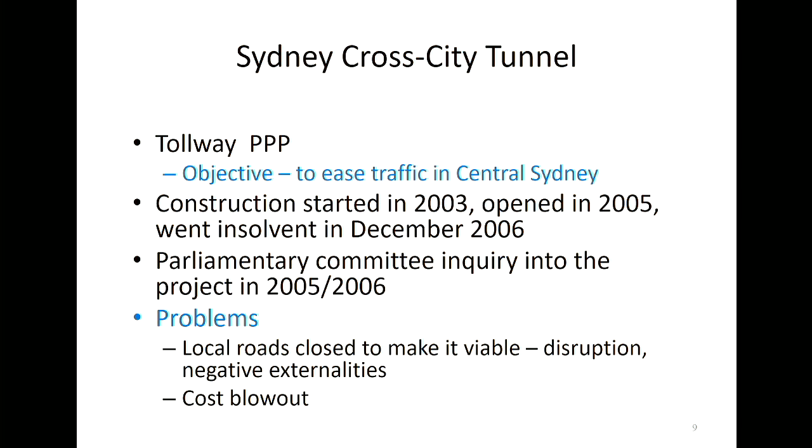Some of the observable problems: the government tried to close the local roads to make the tunnel more viable for the private sector. So they wanted to divert the cars into the tunnel. But there was still a very low level of use. Because of the road blocking, it caused disruption to the road, and also some negative externalities, such as traffic congestion and long travel times for the travelers as well. And eventually it caused the cost blowout.